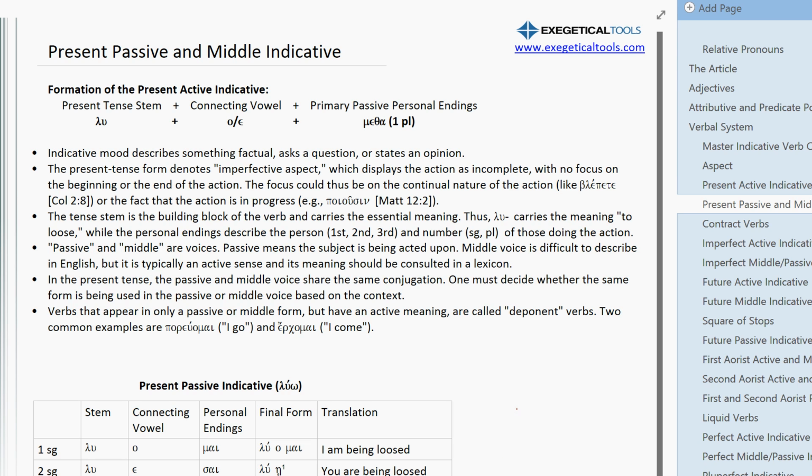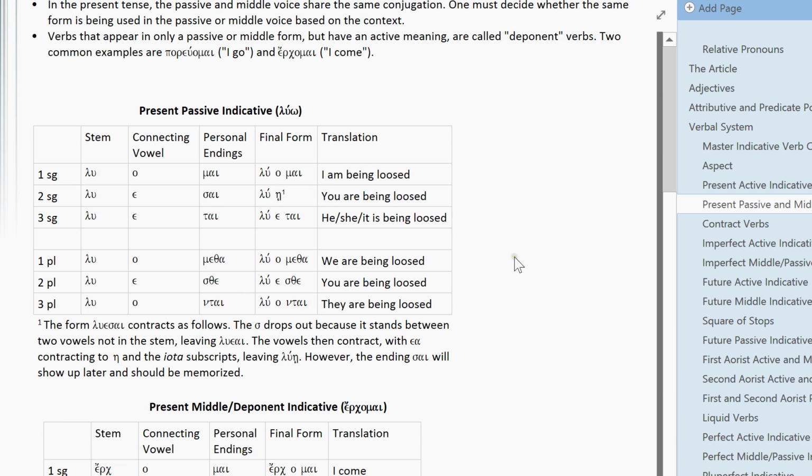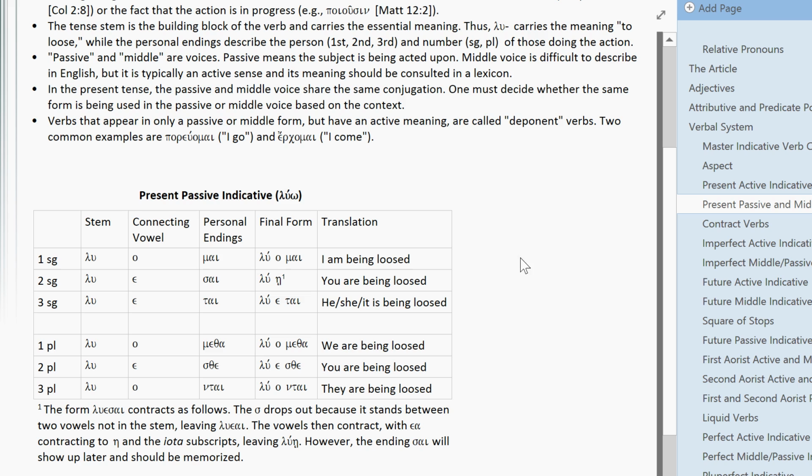Now if we look at the paradigm, we'll look at the present passive first. We'll see that you have the same stem, the present tense stem, lu in this case, but if it were blepo, it would be blep. For ballo, it would be ball with two lambdas. Then you have the omicron epsilon connecting vowel, and then you have the personal endings, and this is really about the only thing that changes here.